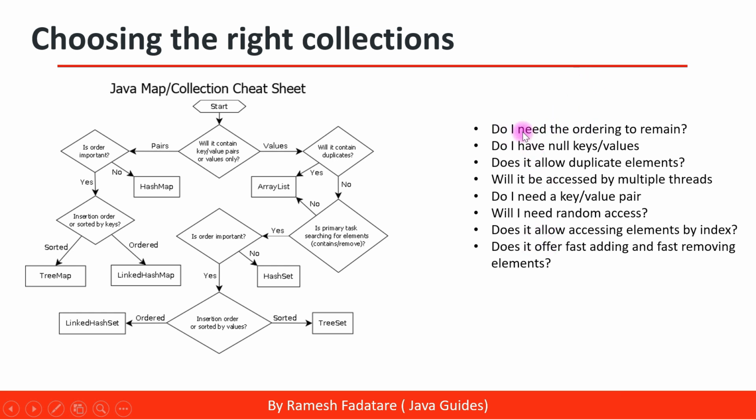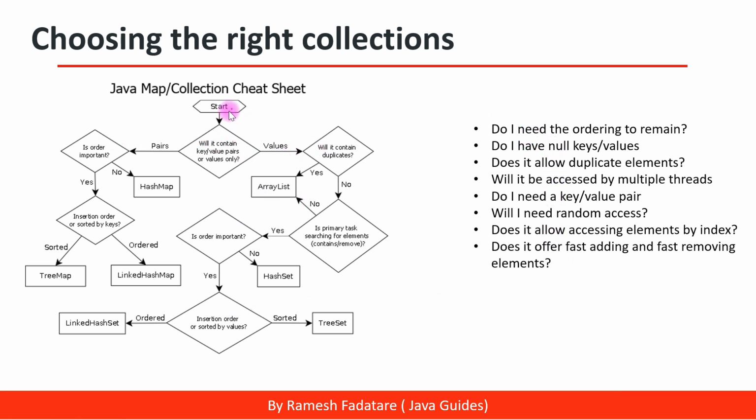Questions like, do I need to maintain ordering? Do I have null keys and values? Does it allow duplicate elements? Will it be accessed by multiple threads? Like in a multi-threaded environment, which collection should I use? Do I need a key value pair? Will I need random access? Does it allow access to elements by index? Does it offer fast adding and removing of elements? Before choosing a collection, you should answer these questions, and then only you will be able to choose the right collection.